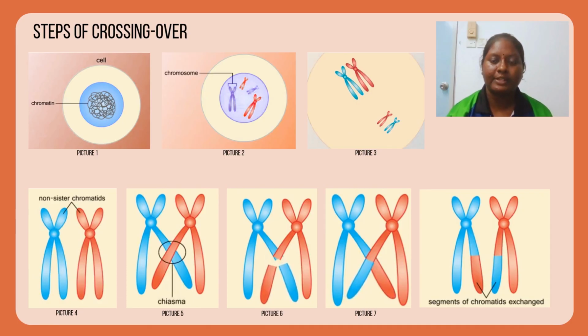In the previous slide, we know that crossing over is an exchange of portions of chromatids between homologous chromosomes. But how does it occur? Here, we will see the steps of crossing over.